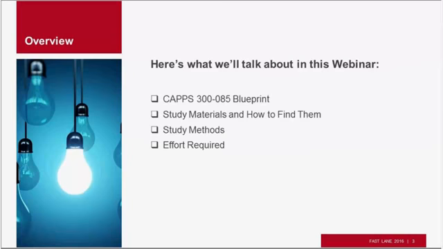So here's our agenda for the webinar. The first thing we'll talk about is the blueprint. That's the most important item. That says here are the topics that you can be tested on. And we'll look at that blueprint in detail. Study materials and how to find them. Given that I know what the blueprint looks like, where do I find study materials for the topics on the blueprint? What study methods do I have available? How am I going to study the material once I've found it? And then we'll talk a very little bit about the effort required to pass this exam.